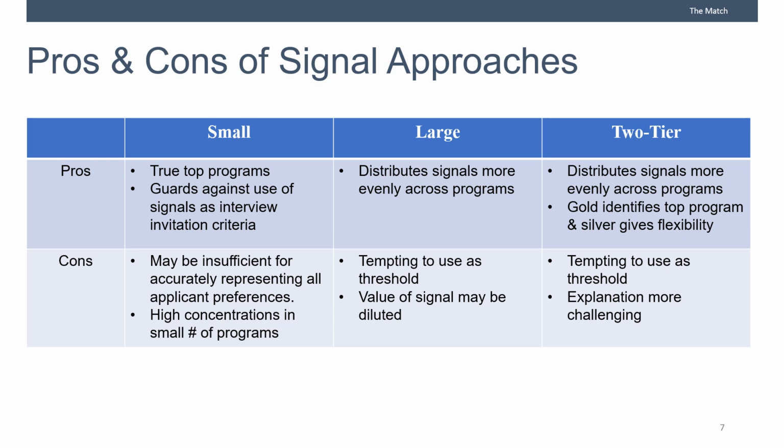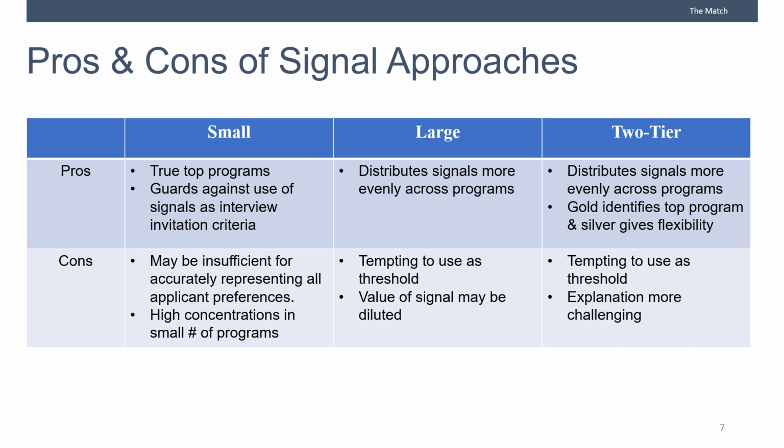Large signals are the opposite. The pro is that signals are distributed more widely across programs. The downside is that many programs can get a lot of signals, so it can be tempting to put too much emphasis on them in deciding whom to invite to interview. Also, their value may be diluted in terms of representing an applicant's genuine interest.